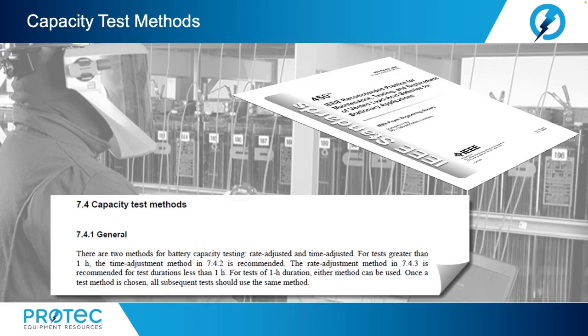Battery capacities determined by the rate-adjusted method are correct for all test durations. However, this method is more difficult to apply than the time-adjusted method. Typically, for tests greater than 1 hour, it is preferred to use the time-adjusted method. The rate-adjusted method is used for test durations that are less than 1 hour. For tests of 1 hour duration, either method can be used, but as mentioned, the time-adjusted is typically used due to its simplicity.